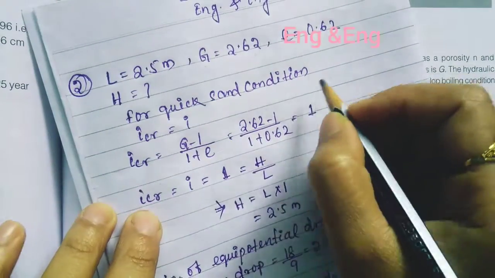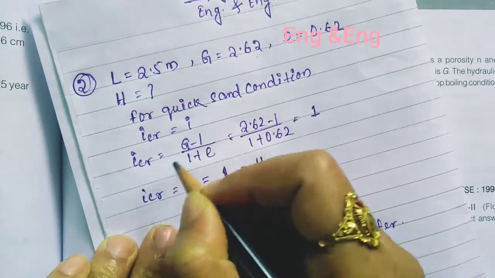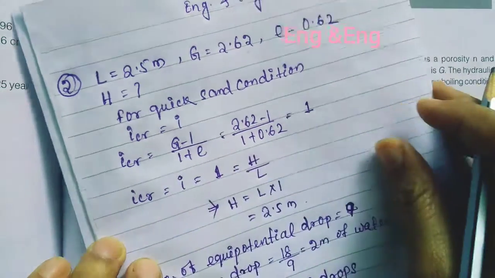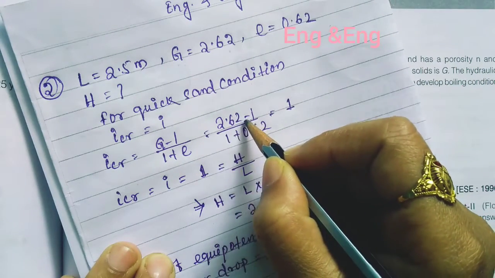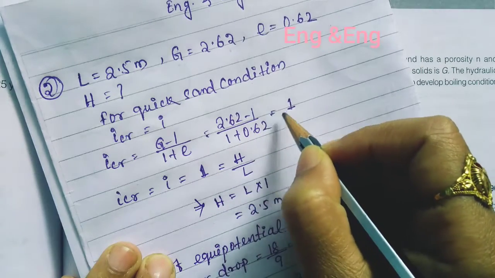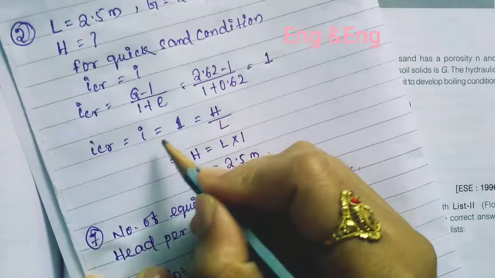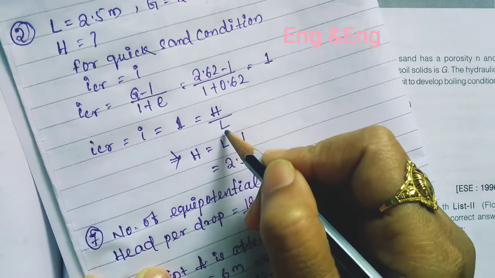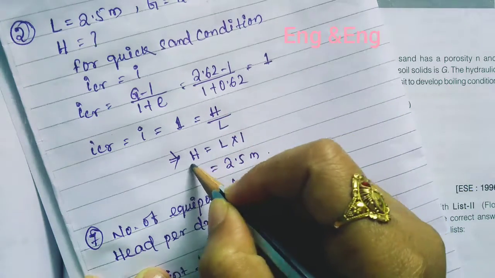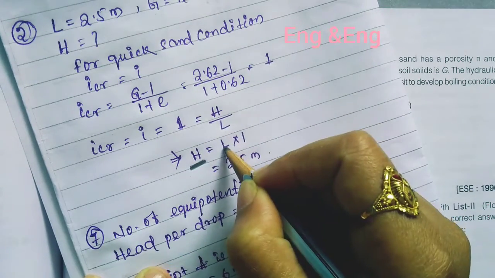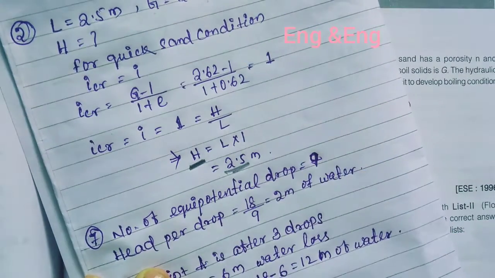So for quick sand condition we know that the critical gradient will be our exit gradient. So i_cr equals, we know the formula, (G minus 1) divided by (1 plus e). So G value 2.62 minus 1 divided by 1 plus 0.62, and it gives 1. Then i_cr equals i, that is equals to 1, and i_cr or i equals H divided by L, that is head divided by length. So we require this head, L is given 2.5 meter. So this answer will be 2.5 meter.